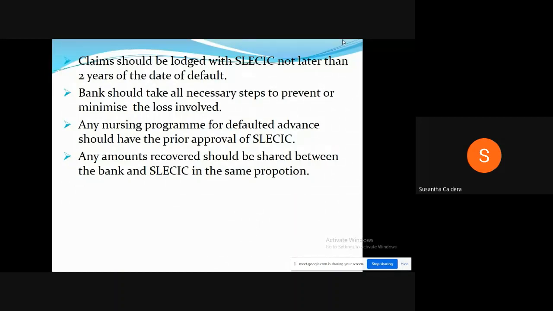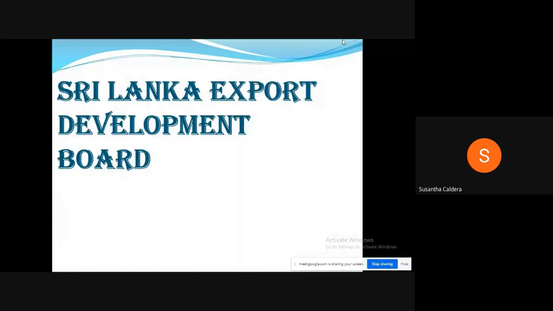Right? Any amounts recovered should be shared between the bank and the SLIC in the same proportion. Right? මොනාරි ආවොත් එහෙම අර SLIC එකට ගෙවන්න ඕන ගෙවලා ඒ ටික තමයි බැංක් එකේ ගන්න ඕනේ. ඒක සාධාරණයි. ඇග්‍රීමන්ට් එකක් ඇති, ඇග්‍රීමන්ට් එකේ විදියට. Right. Any questions on SLIC?